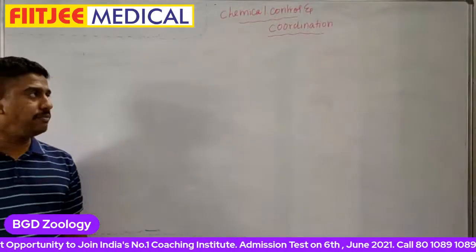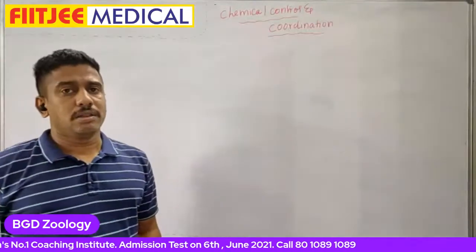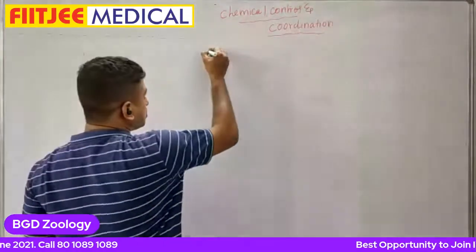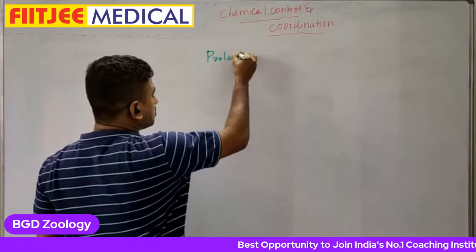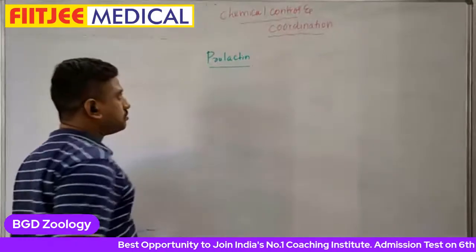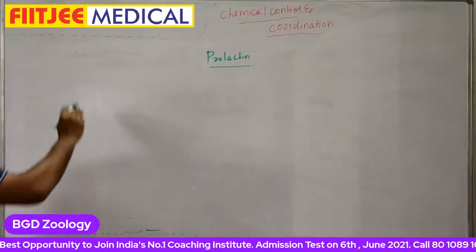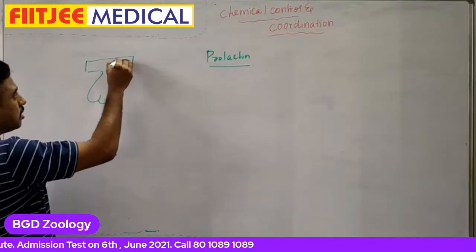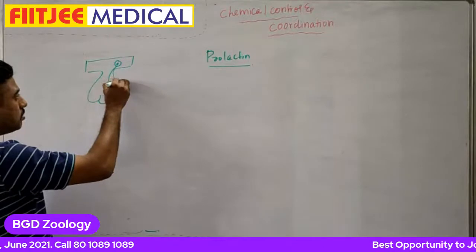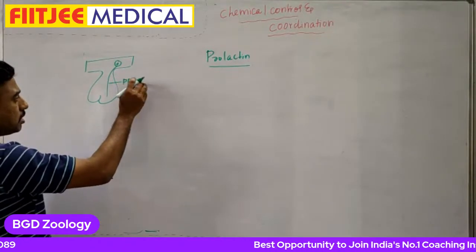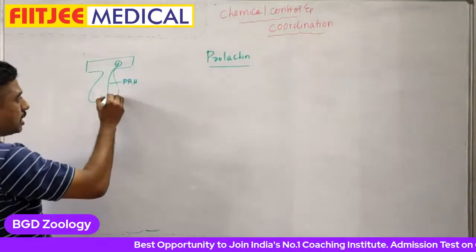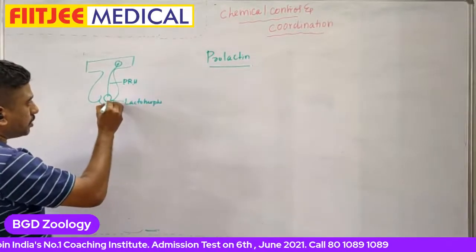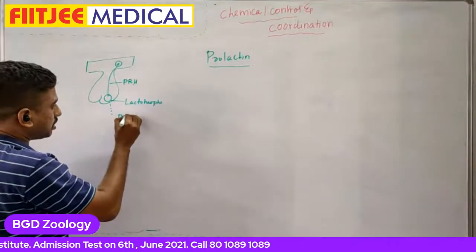The next hormone we are discussing is prolactin. Right. I think you remember that prolactin is first stimulated by prolactin releasing hormone, PRL. That will stimulate the lactotrophs. So lactotrophs will produce this prolactin.